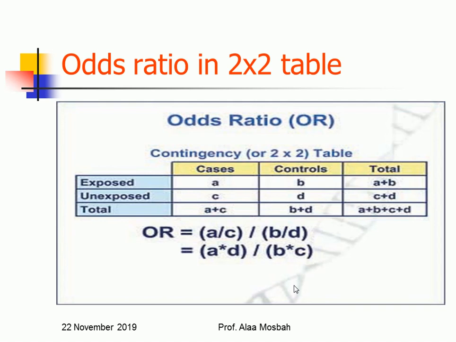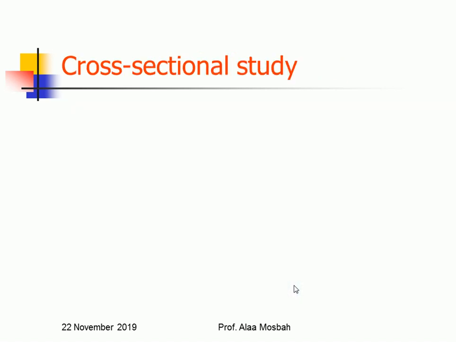And the more the number increases, the stronger the relation between exposure and the outcome. And this odds ratio is used many times and in many studies, in case control studies.